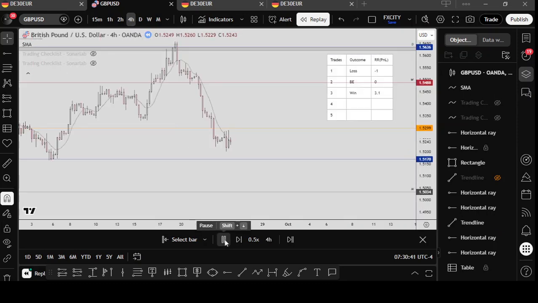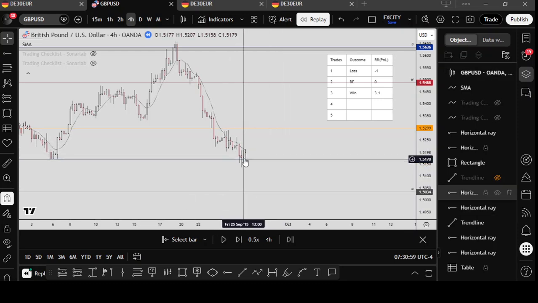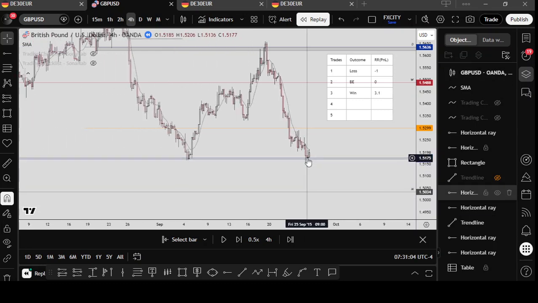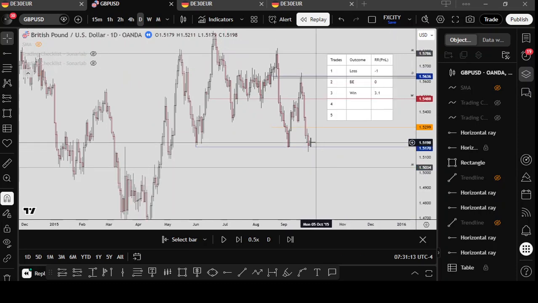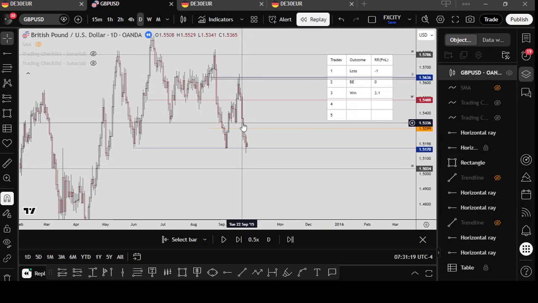Go in and play that on the 4 hour. One, 3, 4, 5, and then 6. So you can see the last level that we had here was already taken in as a take profit area, right? But we are not interested in that level. Why? Because we already had an area here which we are looking to take profit. So it's up to you how you decide to do this.